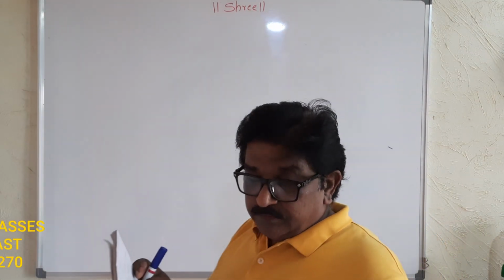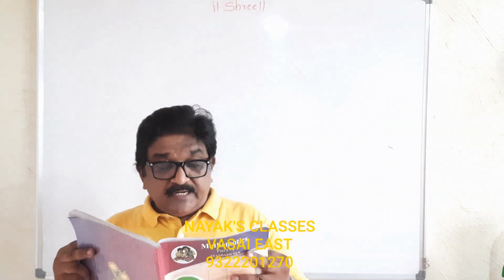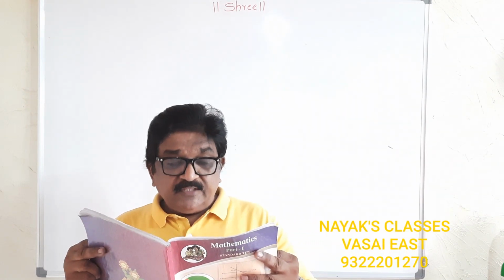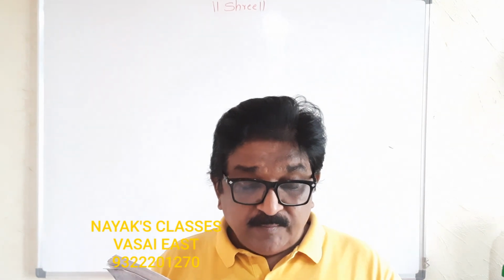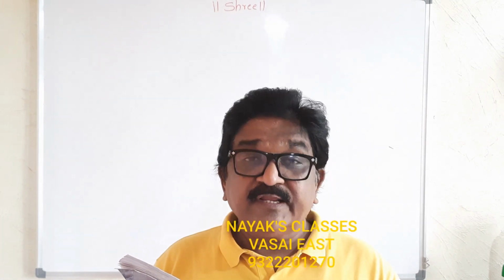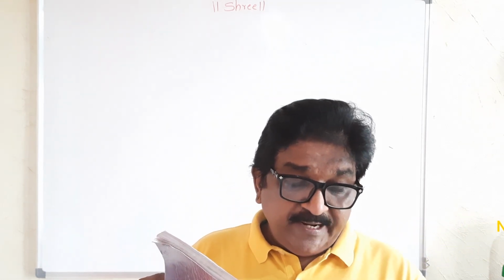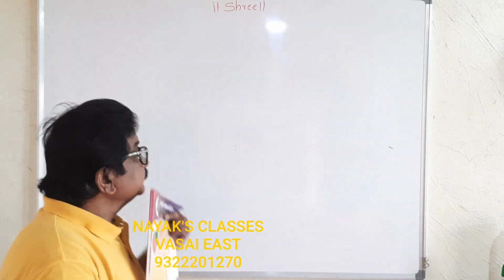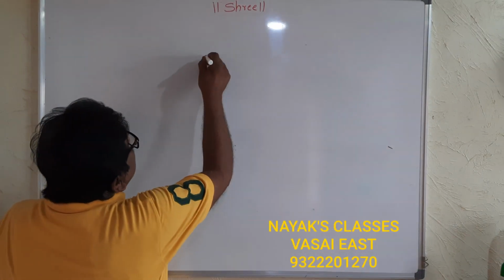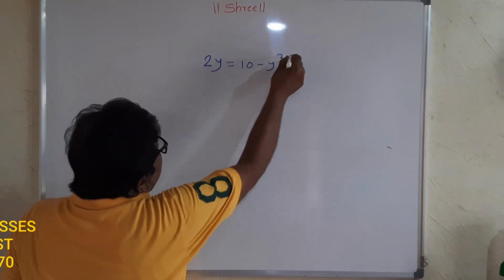We are starting question number 3. You can check there. Write the following quadratic equations in the form ax square plus bx plus c, and write the values of a, b, c for each equation. The first one is 2y is equal to 10 minus y square.